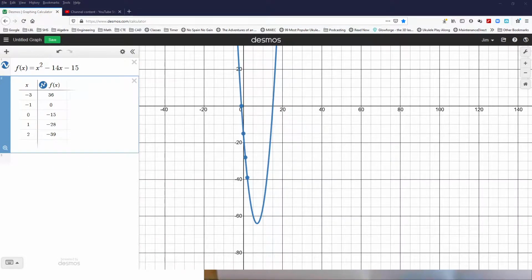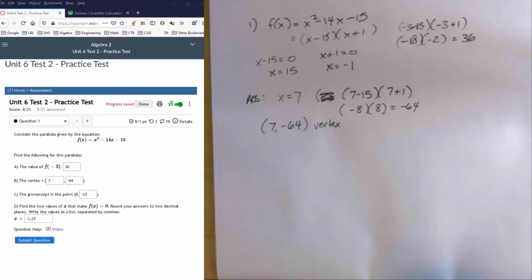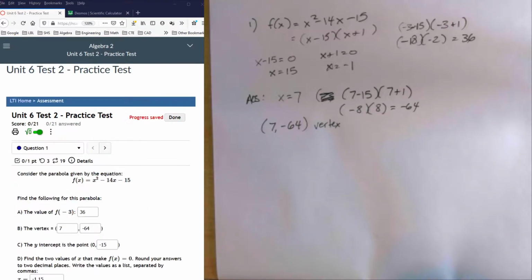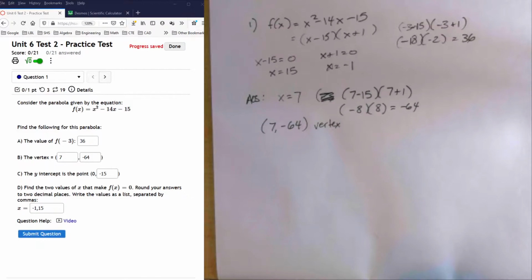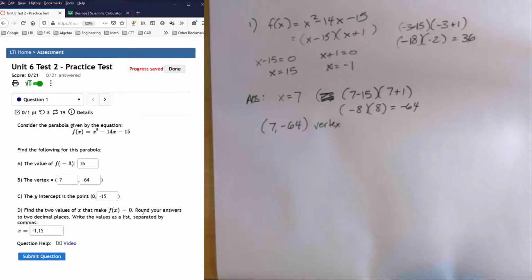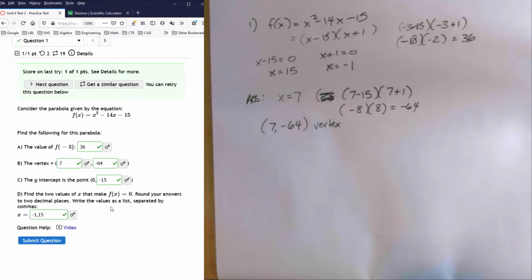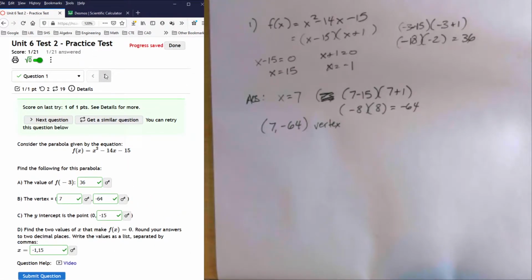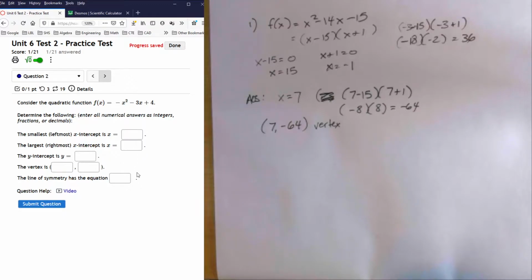So switch back to our problems here. And so I think we're all good here. I'm going to zoom in on this just a little bit. Make it a little bit easier to read. Okay, and so I think we're all set here, so we'll go ahead and submit that. And it looks like we did okay on that. All right. The similar thing here, they're asking us about this parabola.